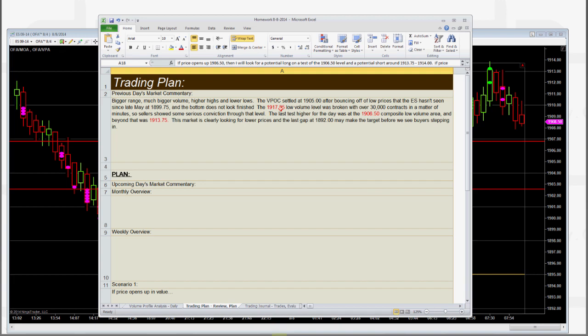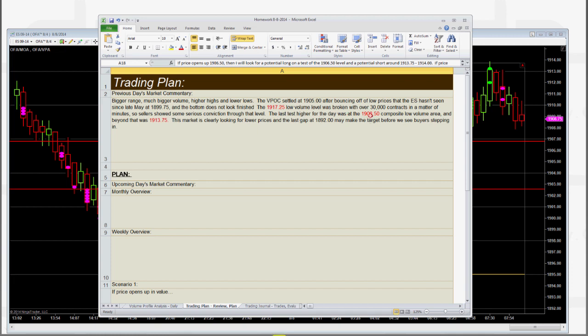So the 1975.25 low volume level was broken with over 30,000 contracts. What that means is when sellers came through this level, they came through hard. There was a big push of volume just in a matter of minutes. So sellers showed some serious strength through that level. That's important to me. That's the most current context up at 1917.25. Doesn't mean it'll happen again. Doesn't mean it absolutely will. But it tells me the context here is that sellers showed some conviction up there.